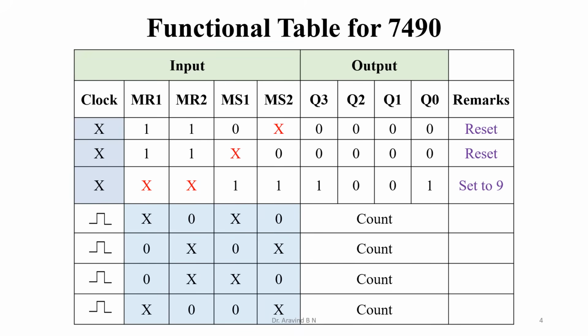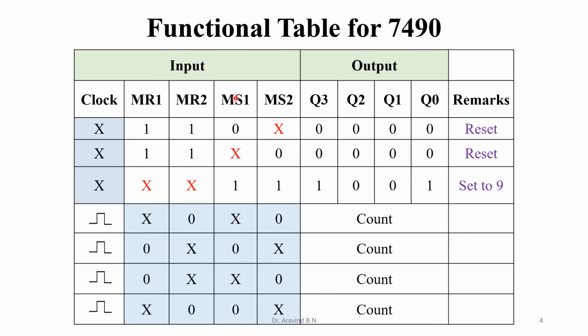Now coming to the functional table. MR as well as MS are asynchronous inputs and they are active high inputs. Active high means when 1 is given, they will reflect their action on the output. When 0 is given, they will be inhibited. Since they are asynchronous, they don't require any clock pulse for activation. Therefore, whenever we represent the functional table with respect to MR and MS, we say clock is don't care.